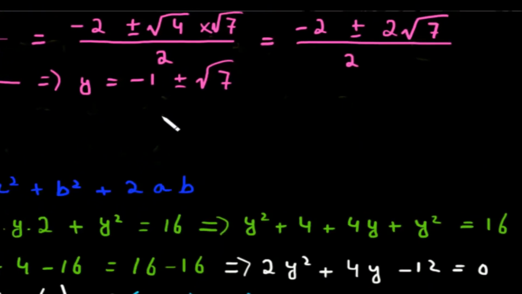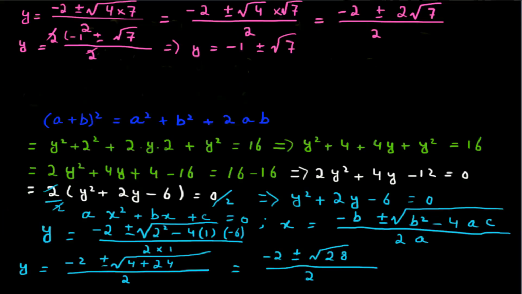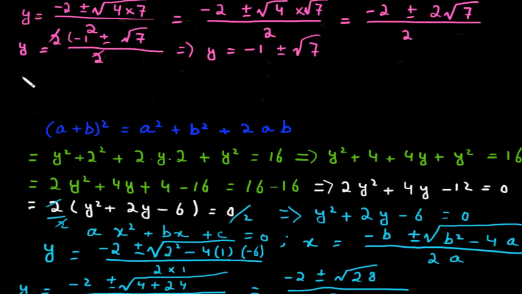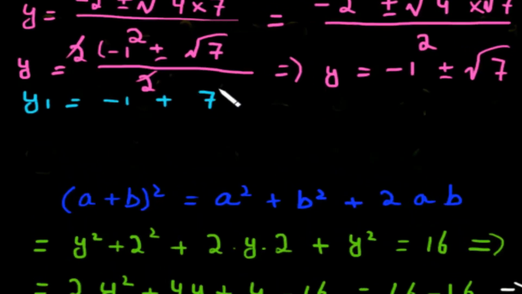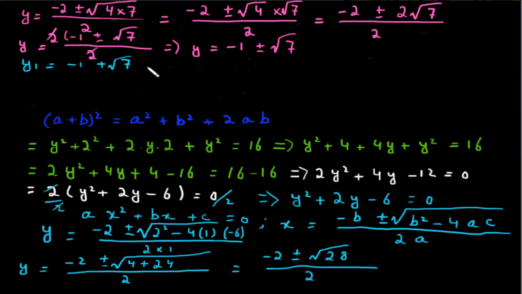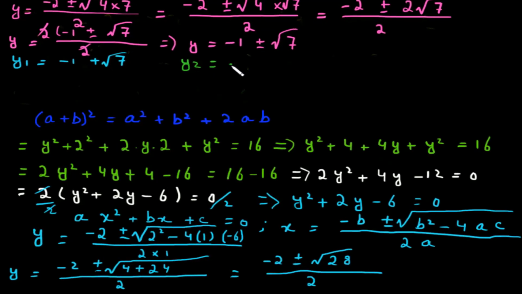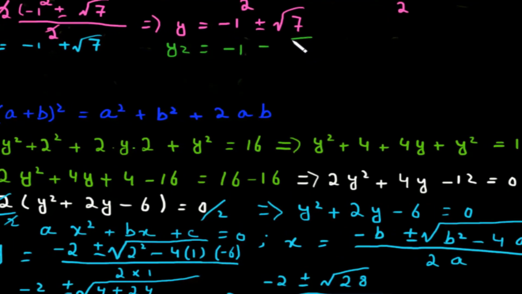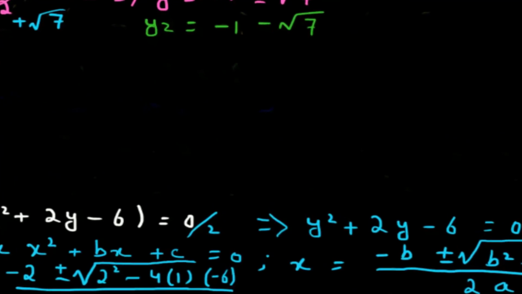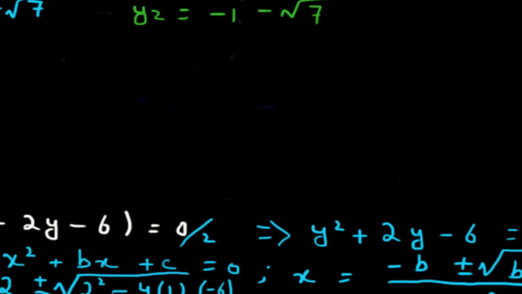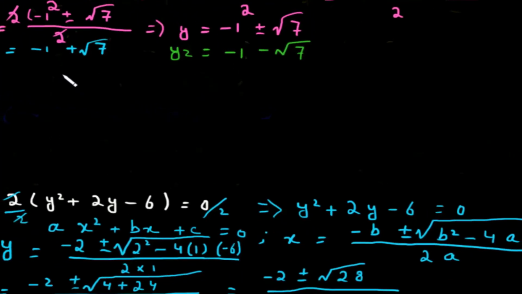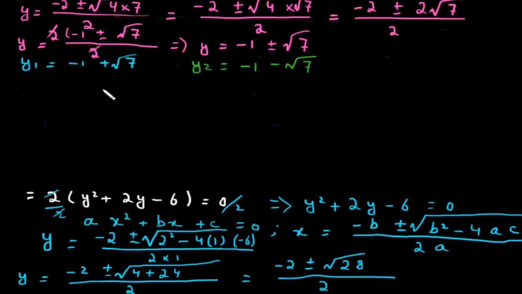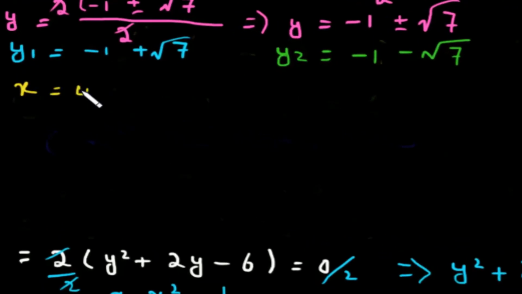I can see that y has two values, and let me write it as y sub 1 has a value of minus 1 plus square root 7, and then I have y sub 2 and it will be equal to minus 1 minus square root of 7. Now as y has two values, similarly x will also have two values, and we know from earlier that x was equal to y plus 2.